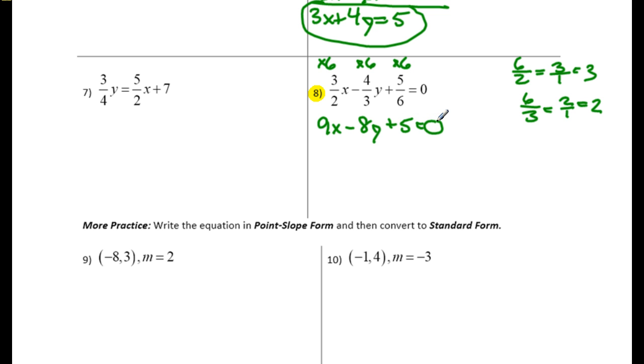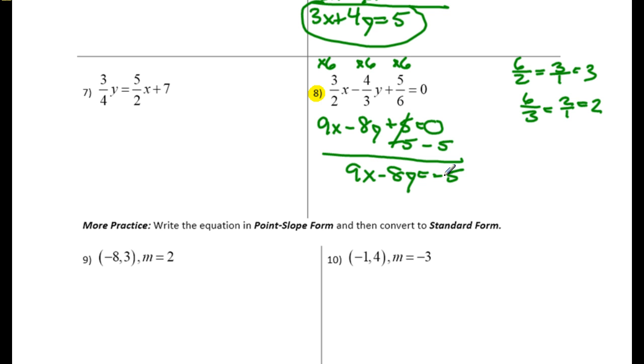Okay? So now step 2, move the x and y to the same side. They're already on the same side, so I don't have to do that. Step 3, get the constant to the right side. So I need to move this 5 over. So the opposite of plus 5 is minus 5. Bring everything down. So now we got 9x minus 8y equals negative 5.